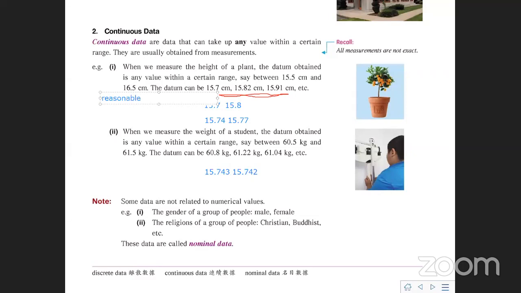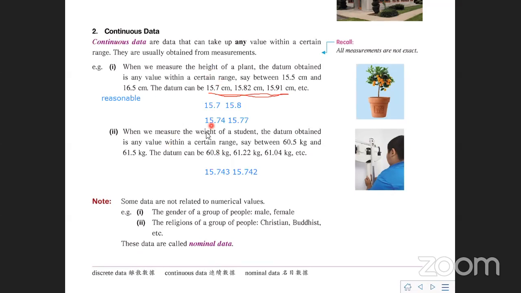Reasonable values. It means you don't expect the height of a plant to be a negative value. That is not reasonable. But if it is reasonable, then it can be any value. Then it is continuous data. These kinds of data that you can get are in this type, continuous.